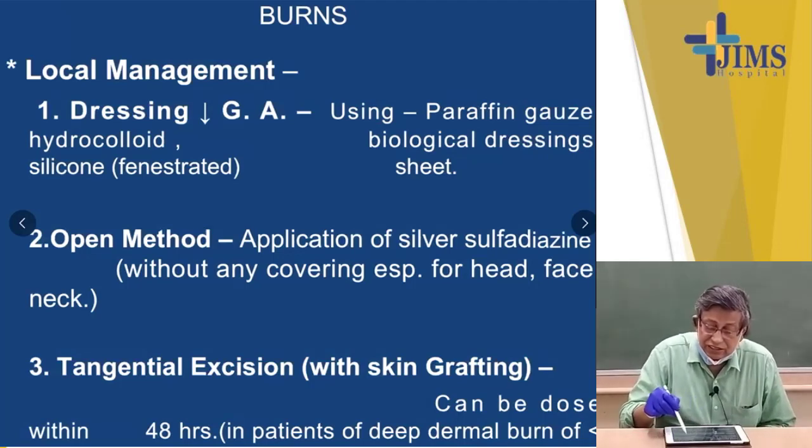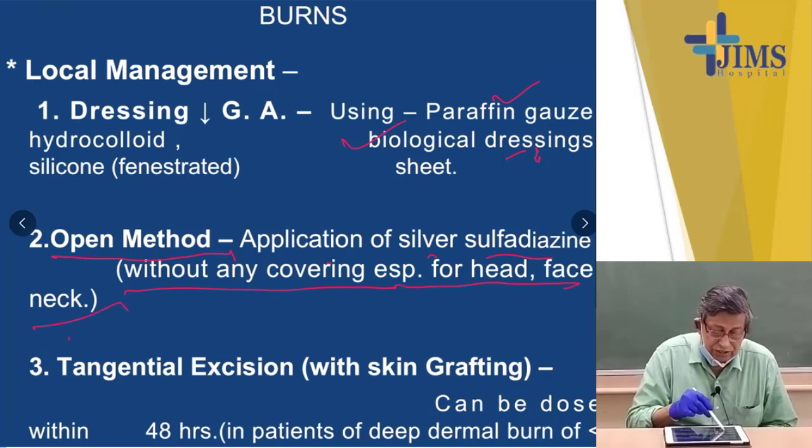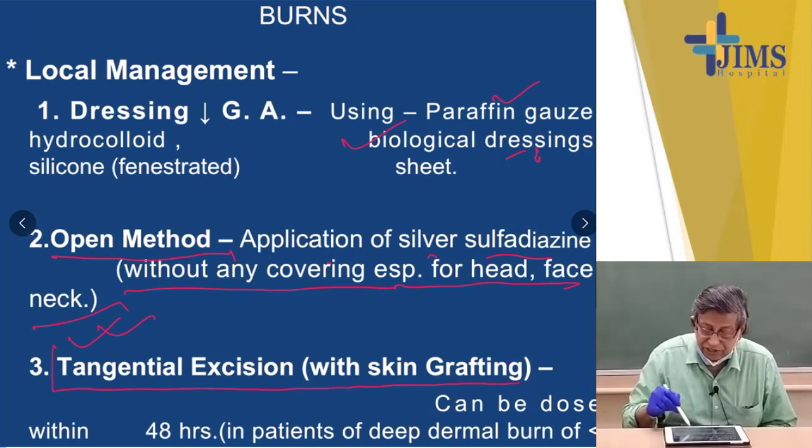Local management: dressing, that is using paraffin gauze. You can use biological dressing, like amnion and cadaver skin, and the open method, which is usually preferred. Application of silver sulfadiazine without any covering, especially for head, face and neck. And the recent treatment is immediate tangential excision with skin grafting. You remove the skin area and do immediate skin grafting, which can be done within 48 hours in patients with deep dermal burn.